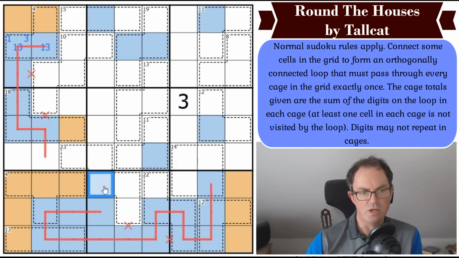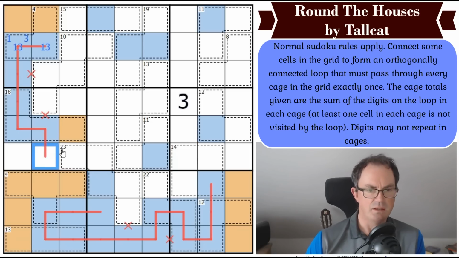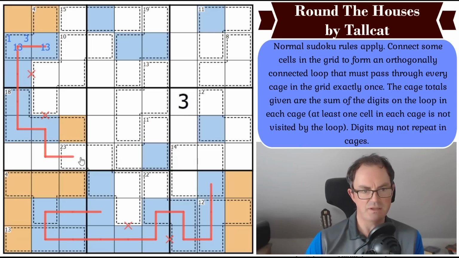I feel like I should know. Oh, I see. I do know. Right, let's consider this loop bit now. Where's this going? Well, it's almost got penned in. It's got to get out, and it's going to enter the 23 cage, and we know it must reach this cell at least. So it does that.